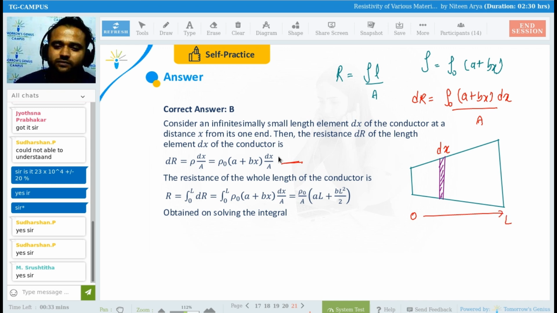And integration is very easy. So rho naught by A, because here we don't have any x, so dx becomes x, 0 to L, gives L, and then bx gives you bx square by 2, from 0 to L, bL square by 2. Simple. And this is just max 40 seconds numerical. Max to max. The moment you understand in this way, after that it is 40 seconds. Clear, everyone?